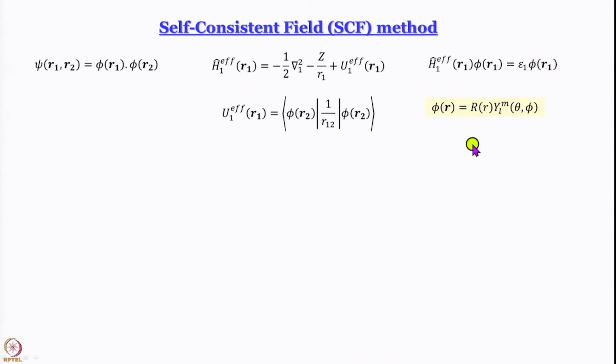So capital R would lead to a quantum number n. The only thing is that eventually n becomes a variational parameter, and the theta phi dependent part is associated with the quantum numbers L and m. So the moment I write it like this, I have to do something to the Hamiltonian, right.